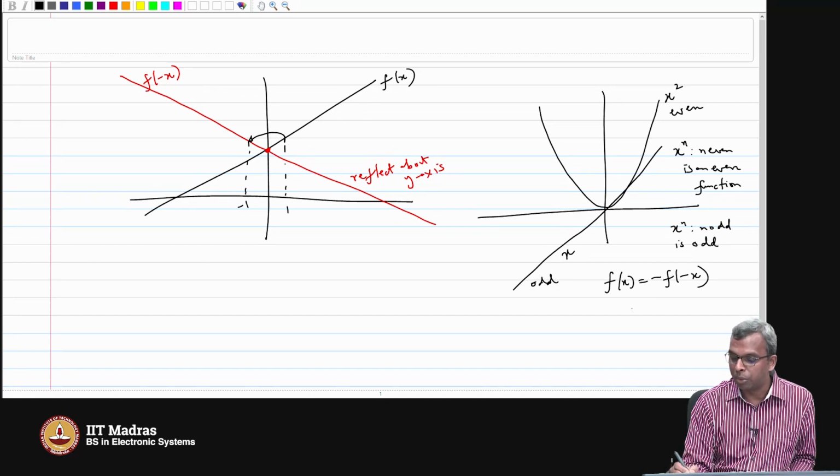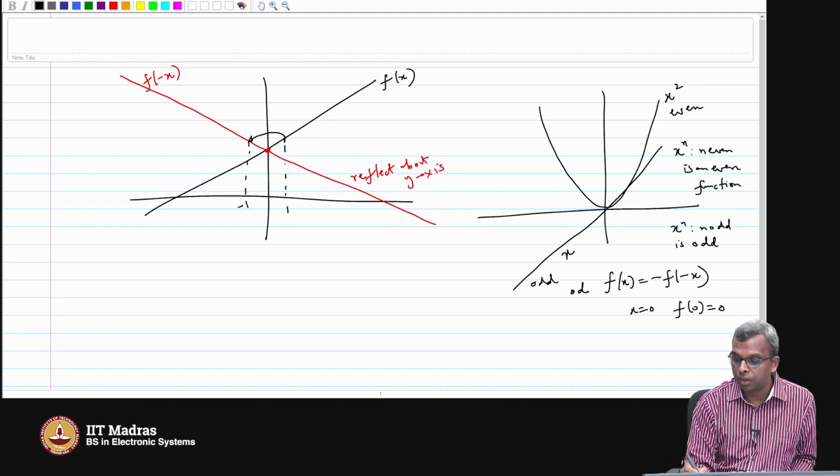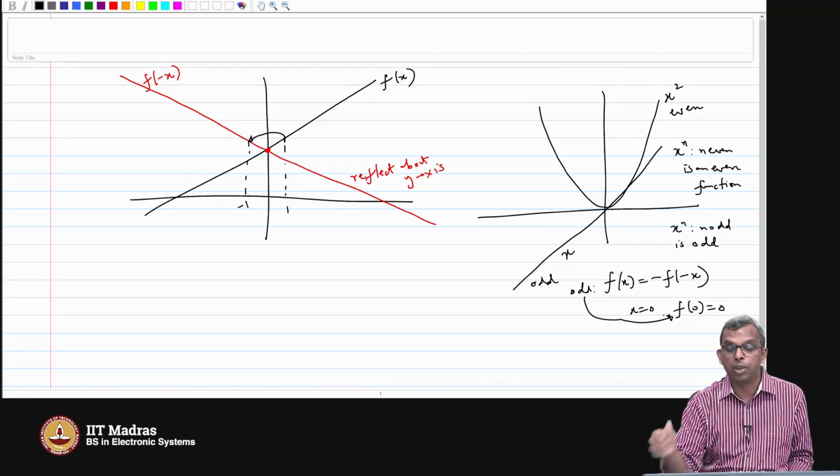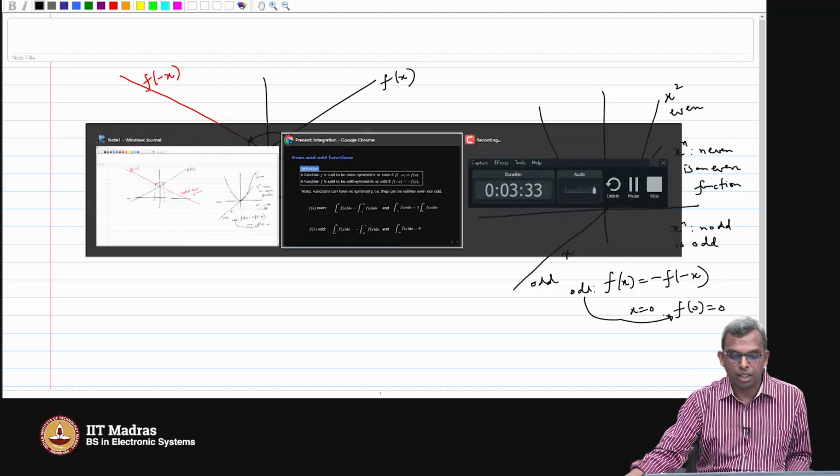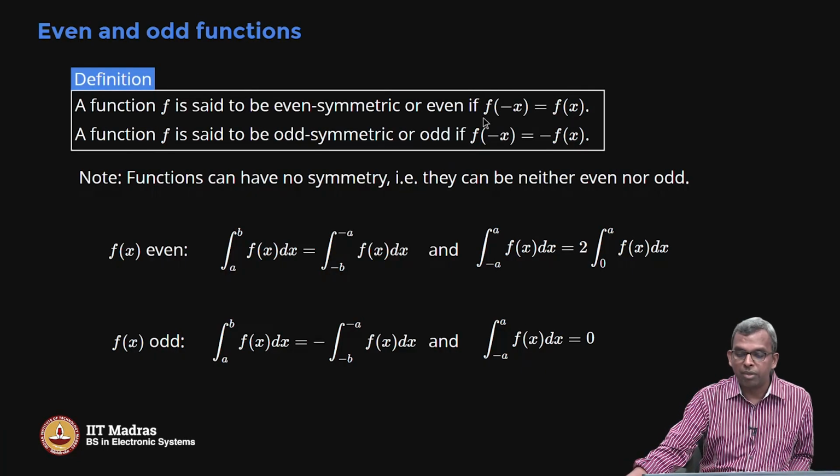So for instance, if you put x equals 0 here, what will happen? If f is odd and x equals 0, you get that f of 0 is minus f of 0, do you see that? So that implies f of 0 is 0. So for an odd function, f of 0 has to be 0, otherwise it cannot be odd. That's one condition to remember. But anyway, this is the odd symmetry and the even symmetry: f of minus x is f of x, f of minus x is minus f of x.